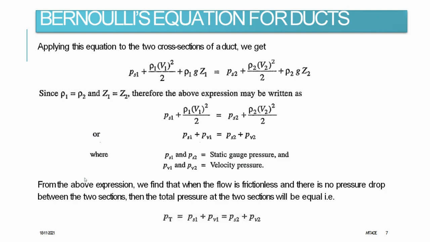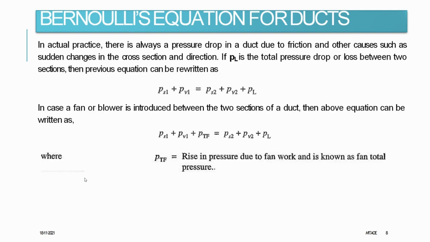Now, from the above expression, we find that when the flow is frictionless and there is no pressure drop between the two sections, then the total pressure of the two sections would be equal: PS1 plus PV1 is equal to PS2 plus PV2. So total pressure would be equal at both ends.